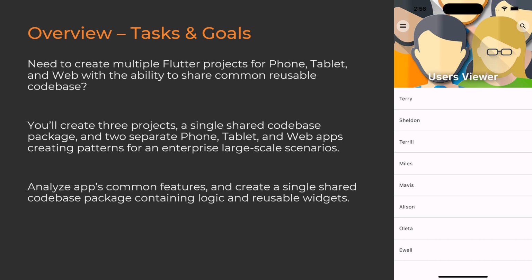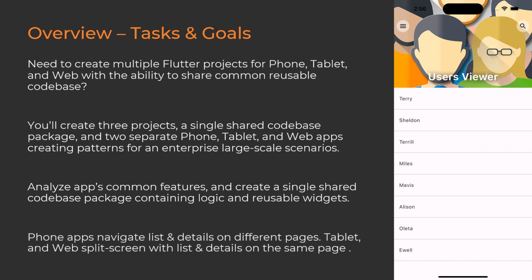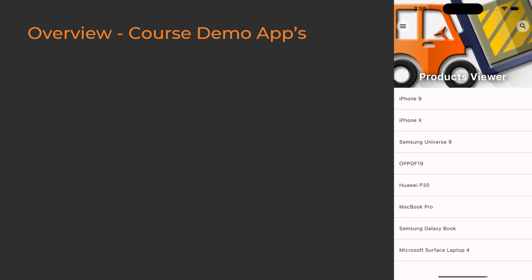You'll analyze the app's common features, and you'll create a single shared code base package containing logic and reusable widgets. The phone applications will navigate from lists and details on different pages, but on tablet and web, you'll use a split screen with a list and details on the same page.